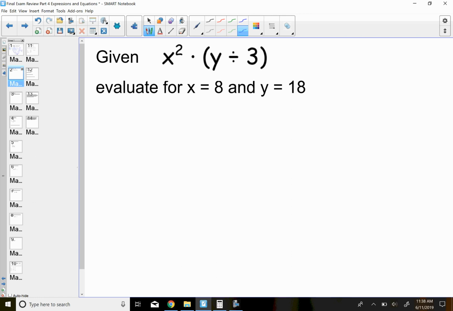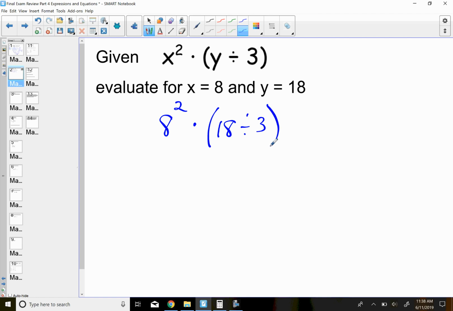This one is also order of operations, but I have to substitute or plug in the numbers first. Again, like one of your flip grids. So x is worth 8, so 8 squared, 8 replaces the x, times y, whoops, not y anymore. Y is going to be worth 18, and we're going to divide it by 3.